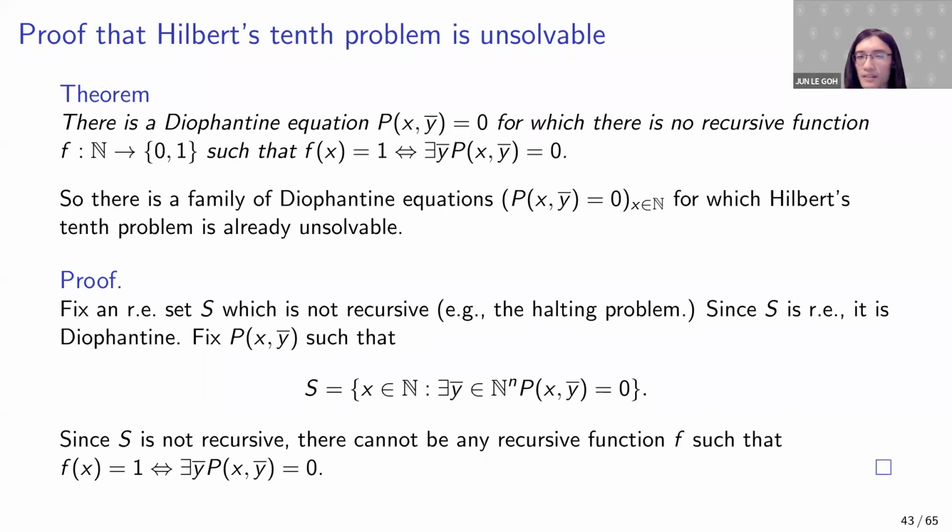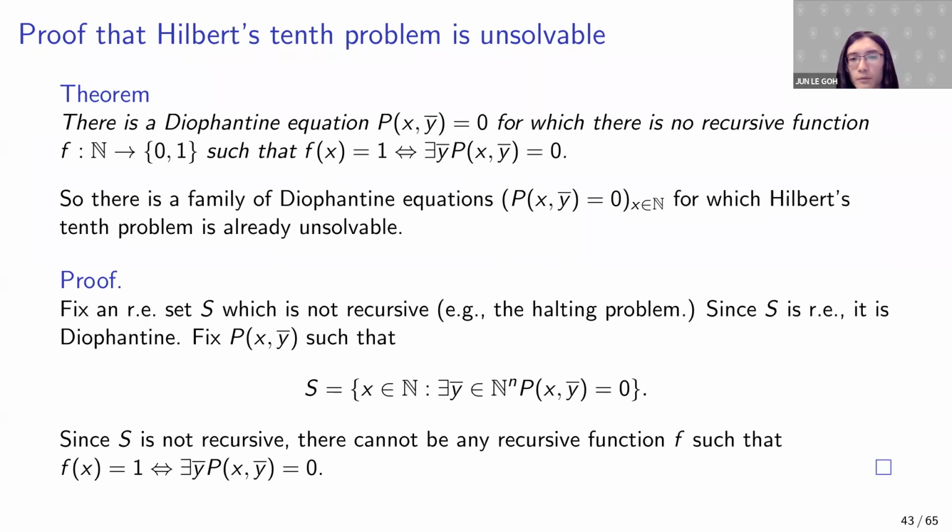It doesn't have to be the halting problem, but if you like, you can just imagine that it is the halting problem. Now, we just showed that every recursively enumerable set is Diophantine. So the S that we just fixed is Diophantine by the previous theorem. So we can fix a Diophantine definition for it. Over here, this is a Diophantine definition.